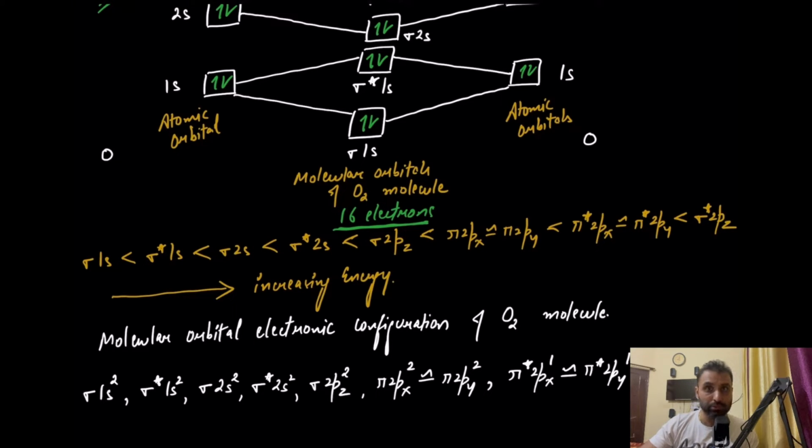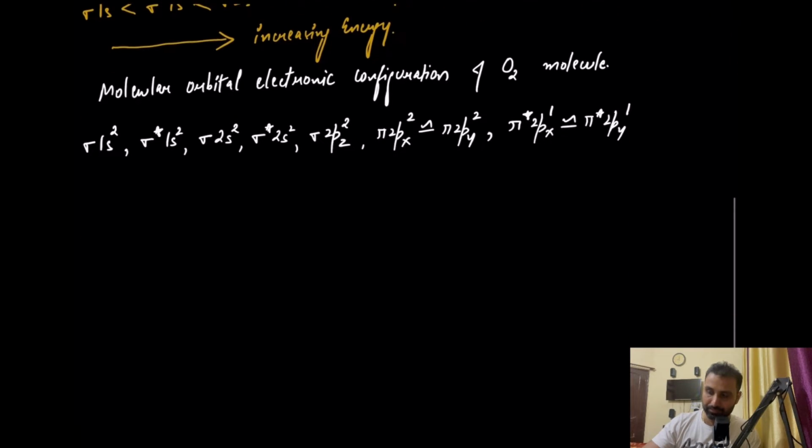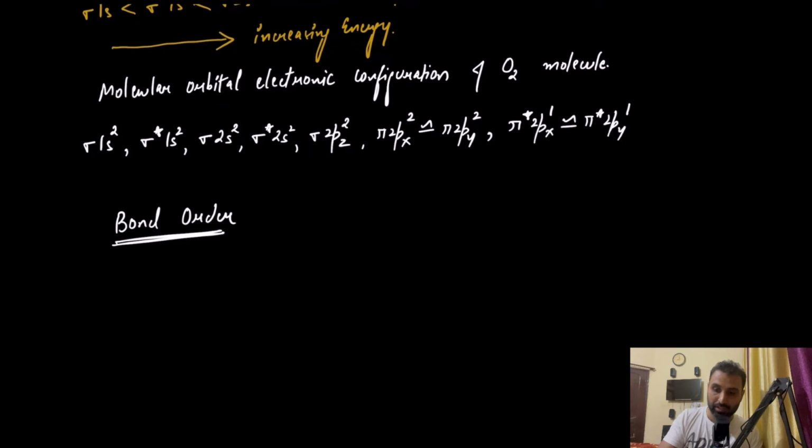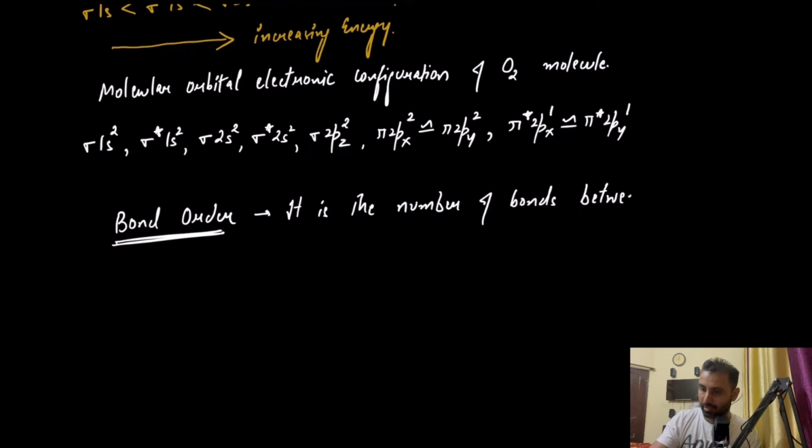Now let's move to the bond order. What is bond order in simple terms? It is the number of bonds between two combining atoms.